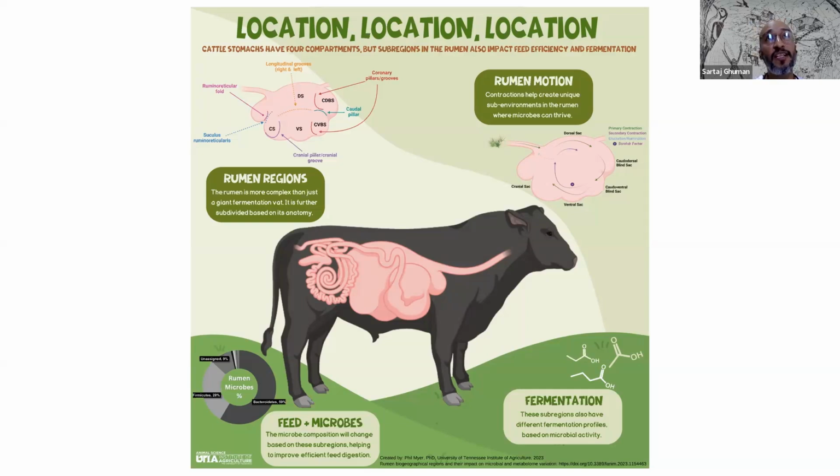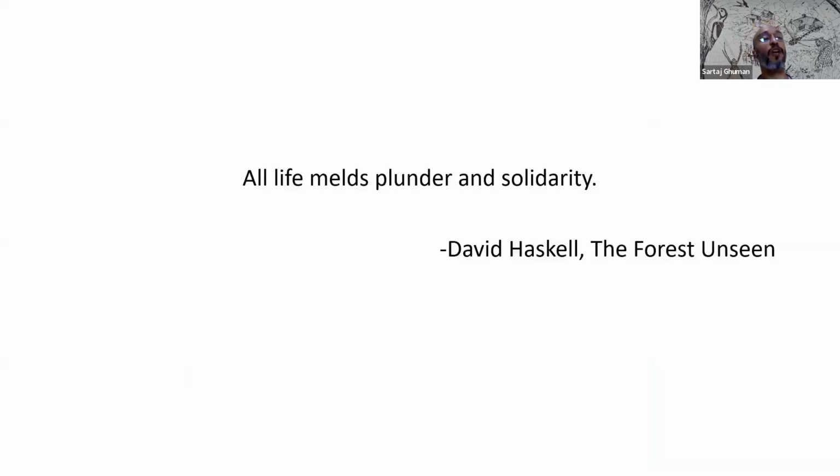So almost all relationships in ecology are complex. There is no pure cooperation or pure competition. Even trees that compete with each other for sunlight are connected below ground through mycorrhizal fungi and will exchange nutrients and information with each other. So you compete with your friends and you cooperate with people you're competing with. So all life melds plunder and solidarity.